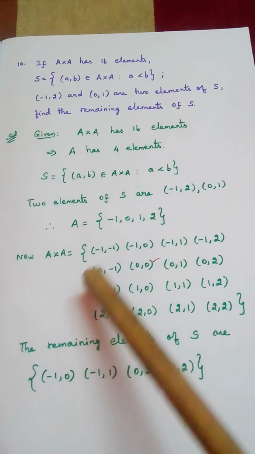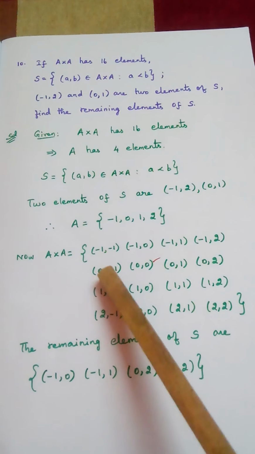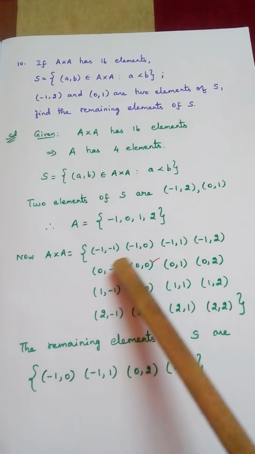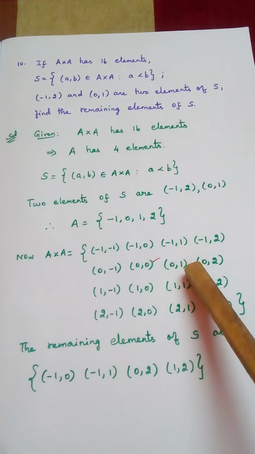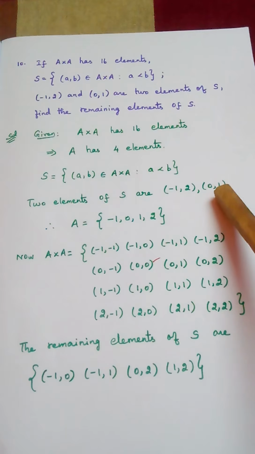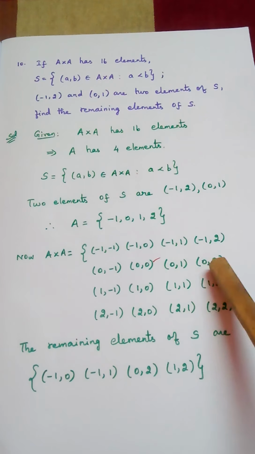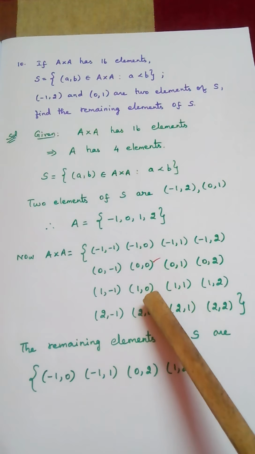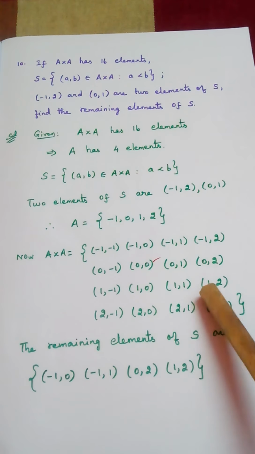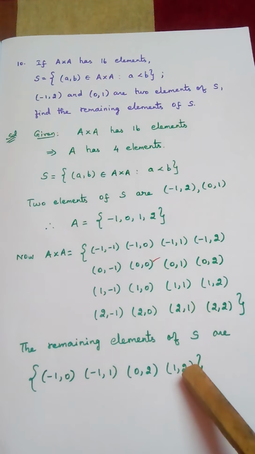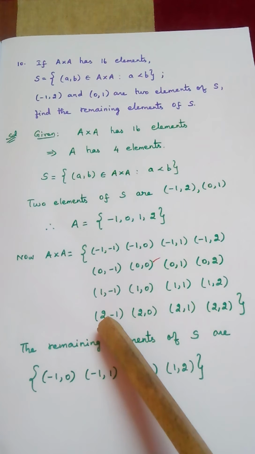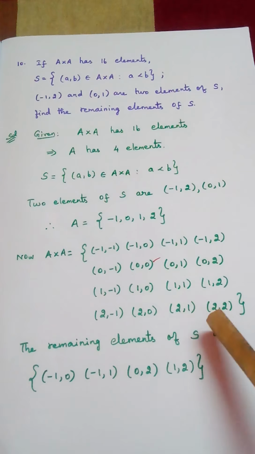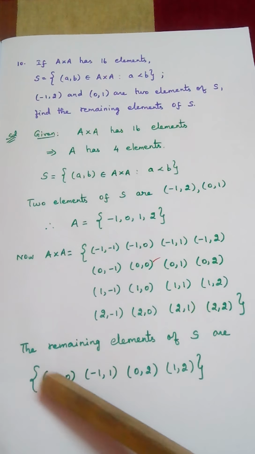Now come here, 0 minus 1, 0 is greater, right? So I should not write this. They are equal, leave it. 0 1, this is lesser, but it is already given, so don't write. 0 2, 0 is lesser, so 0 comma 2 should come here. Come here, 1 minus 1, 1 is greater, so don't write. 1 0, 1 is greater, don't write. 1 1 equal, don't write. 1 2, 1 is lesser, so you take this 1 comma 2. 2 minus 1, 2 is greater, don't write. 2 is greater, don't write. 2 is greater, don't write. Equal, don't write. So the remaining elements of S are these 4.